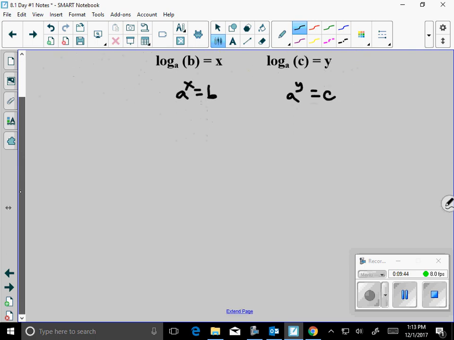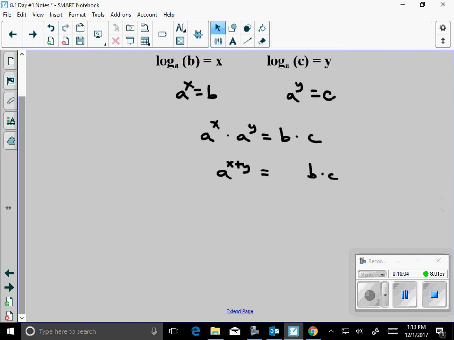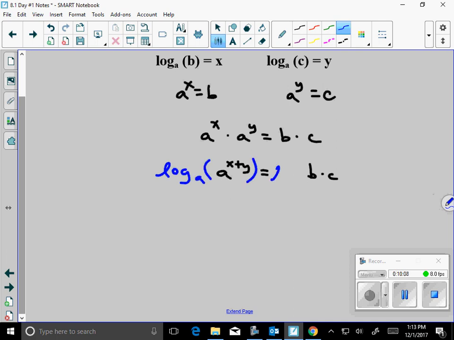Go figure. We're using products, so I'm going to multiply these together. So could I say that a to the x times a to the y would equal b times c? Anybody disagree? Don't, because it's right. Okay, so what do I do with the x and the y? I add them. And I am allowed to, at any point, take log base a of both sides as long as it's the same base. Oh, we're almost there.